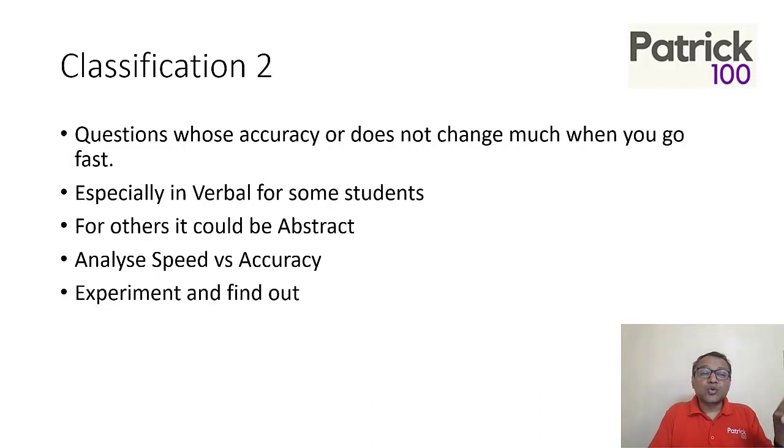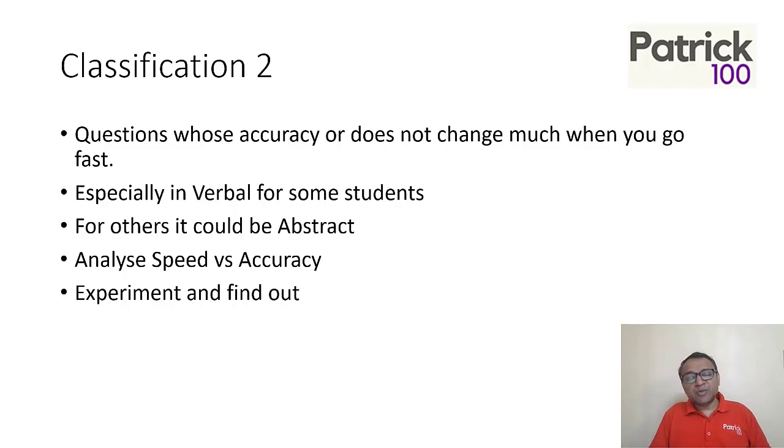Second, questions whose accuracy does not change much when you go fast. For example, in my case, verbal: if I solve fast, my accuracy is the same; if I go slow, my accuracy is the same. I've realized that. I think and try to get the answer correct, and I still get the same accuracy as compared to going fast. For some people, it could be abstract. If I use some fast techniques, my accuracy may go down a bit, not much, but still I can solve more questions given some time.